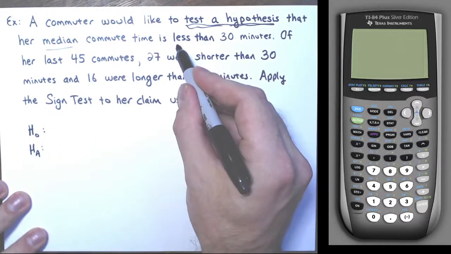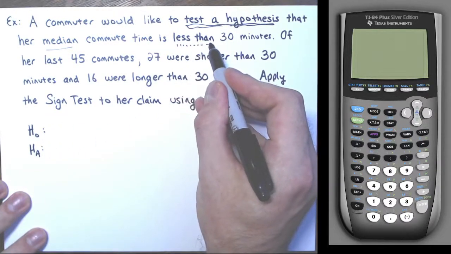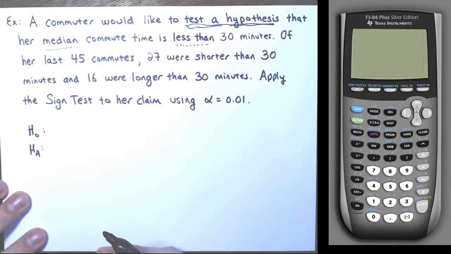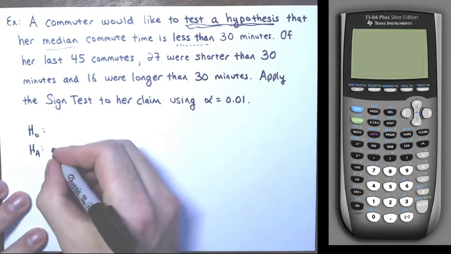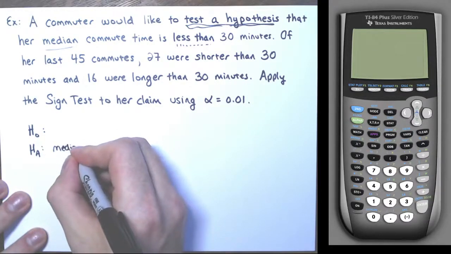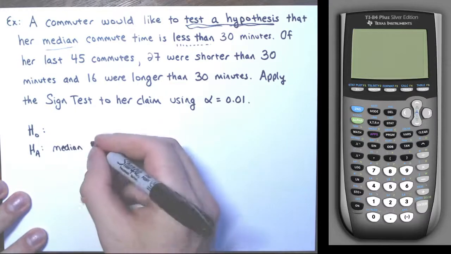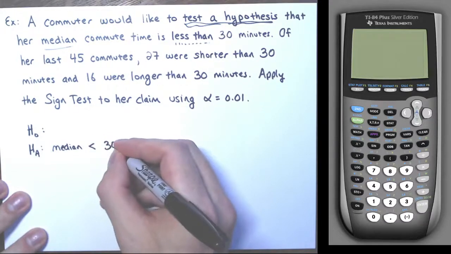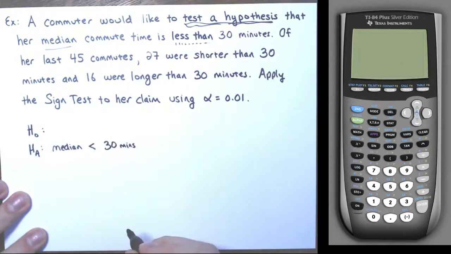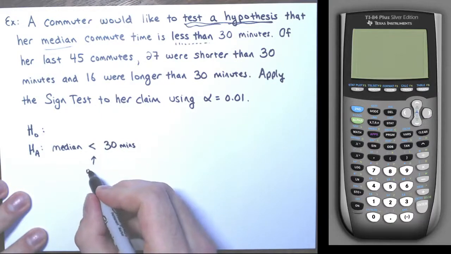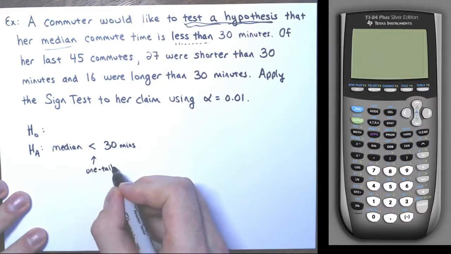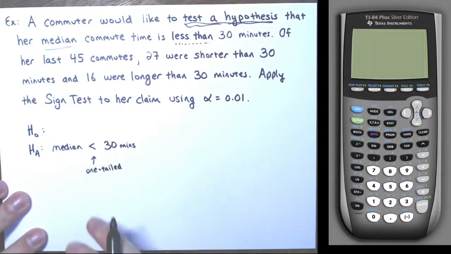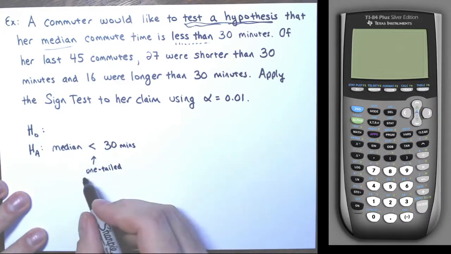Less than. Notice that does not involve equal to. So that's going to go in the alternate. Her median commute time is less than 30 minutes. One-tailed. The way that there's just a less than, that's a one-tailed test. Normally we'd call it a left-tailed test, and for the sign test, it's a left-tailed test.